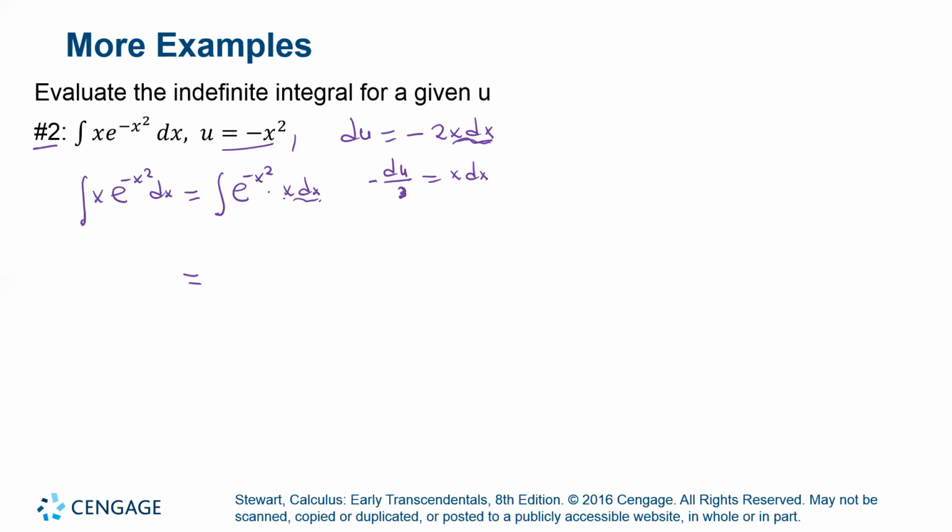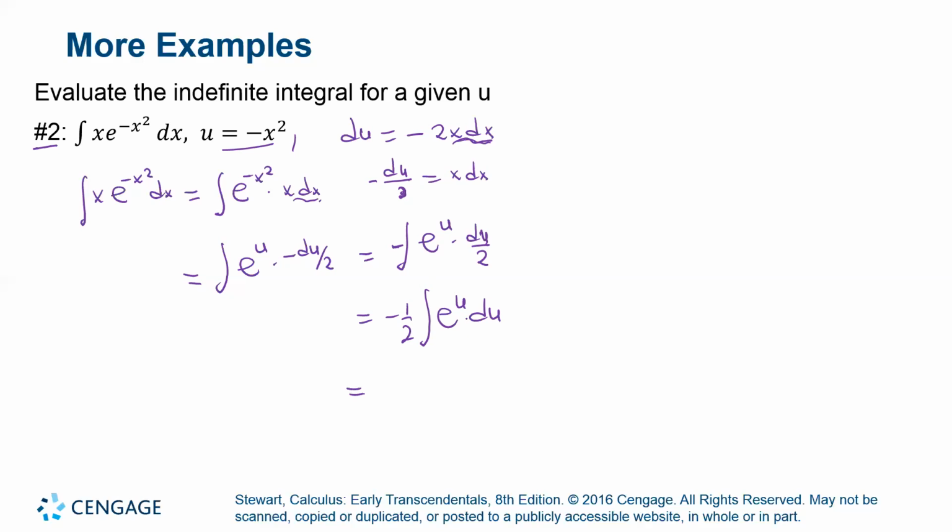So this expression in terms of u becomes the integral of e raised to u, then times minus du over 2. Which is the same as saying the integral of e to the u, minus, there's a minus there, can bring it outside, and then du over 2. Well, we can bring the constant 1/2 outside and write it as so e to the u, and then du.